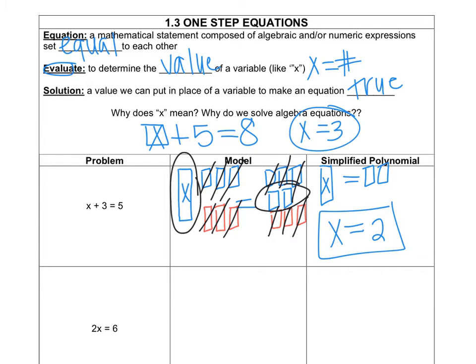Okay, then you can plug it back in and check it. Does 2 plus 3 equal 5? And yes, it does.